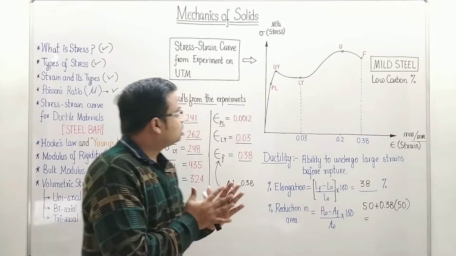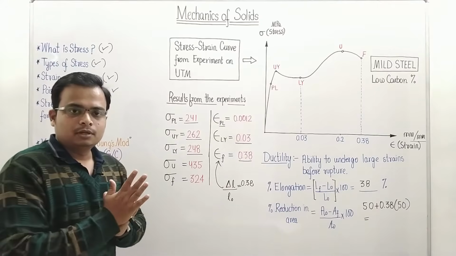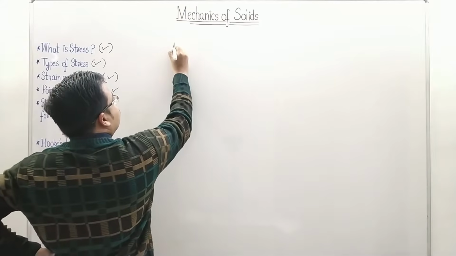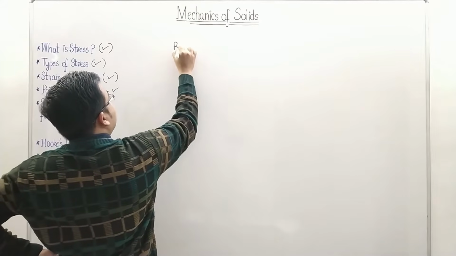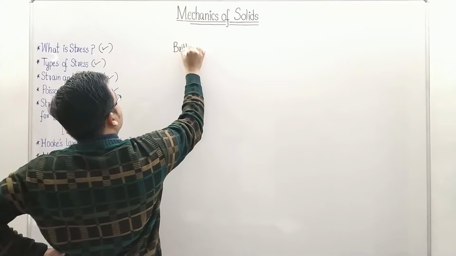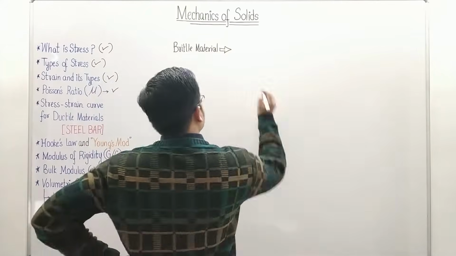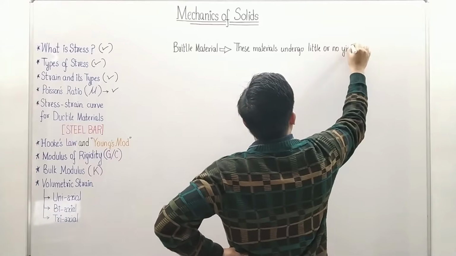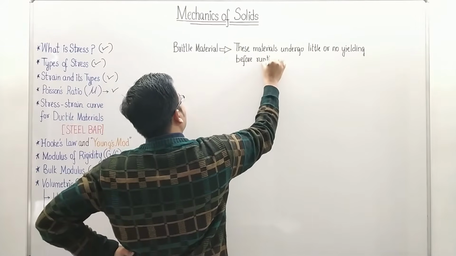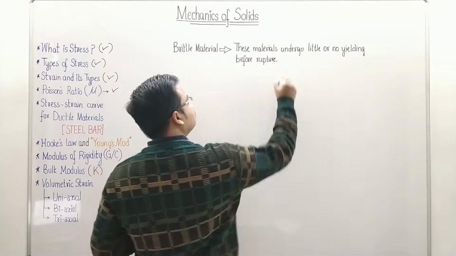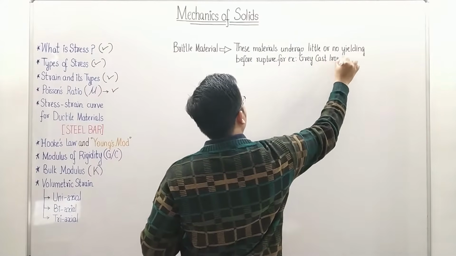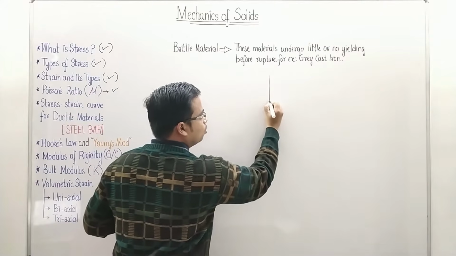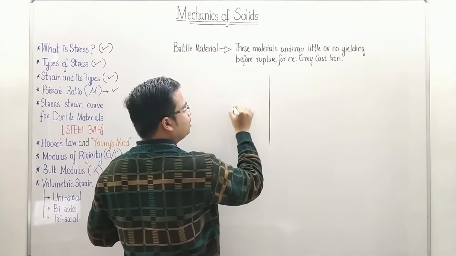Now let's take this session forward and talk about a brittle material, which is grey cast iron. Brittle materials are those which undergo little or absolutely no yielding before rupture. Now when you talk about grey cast iron, if you do a tension test and a compression test on a specimen of grey cast iron, the results are very weird.